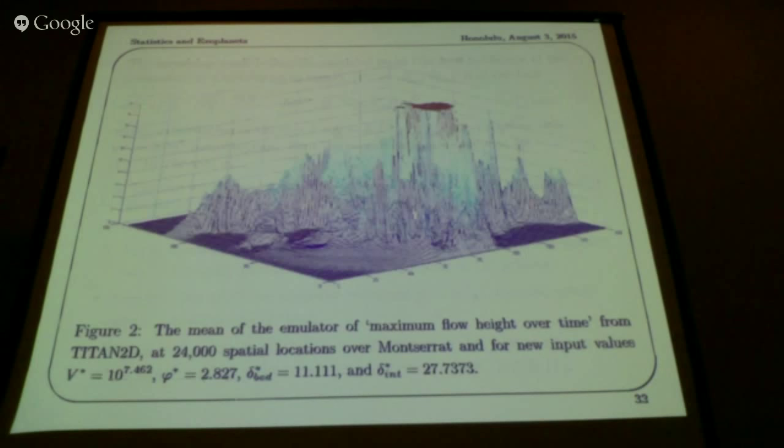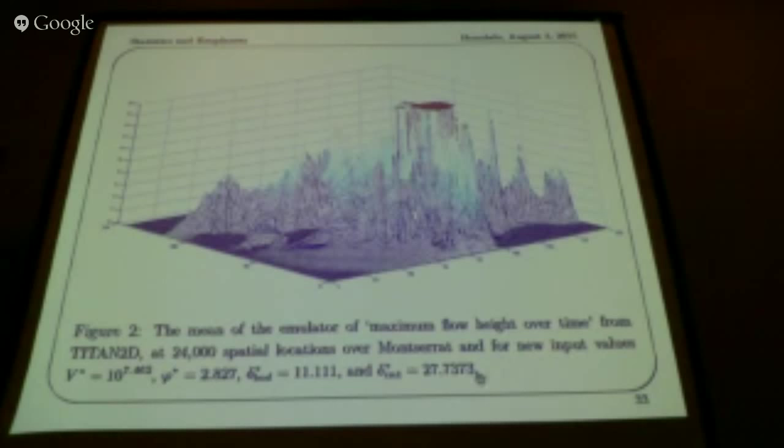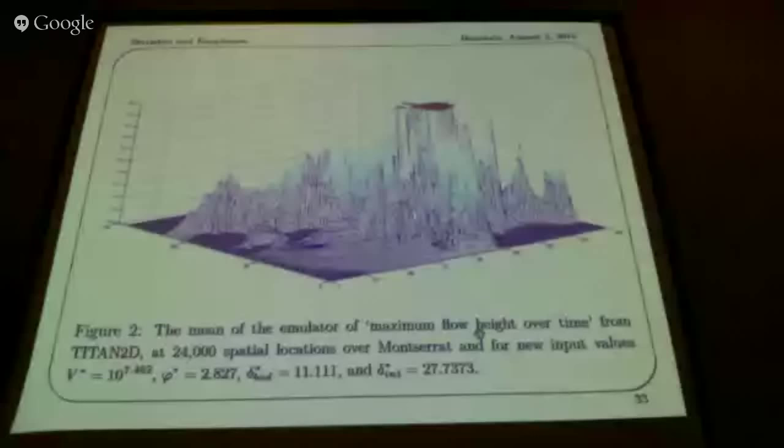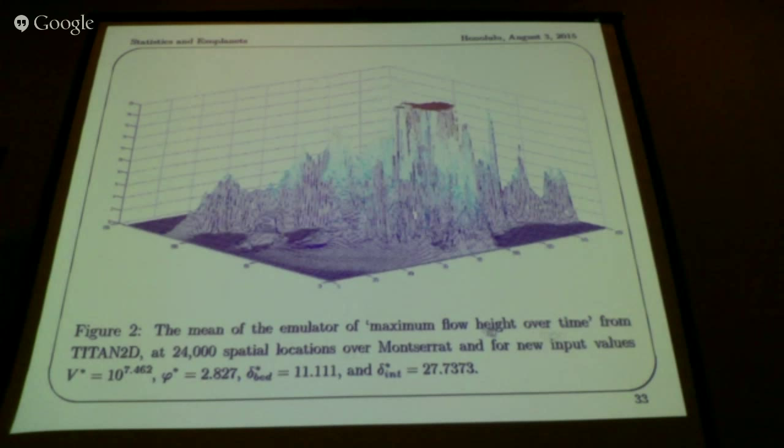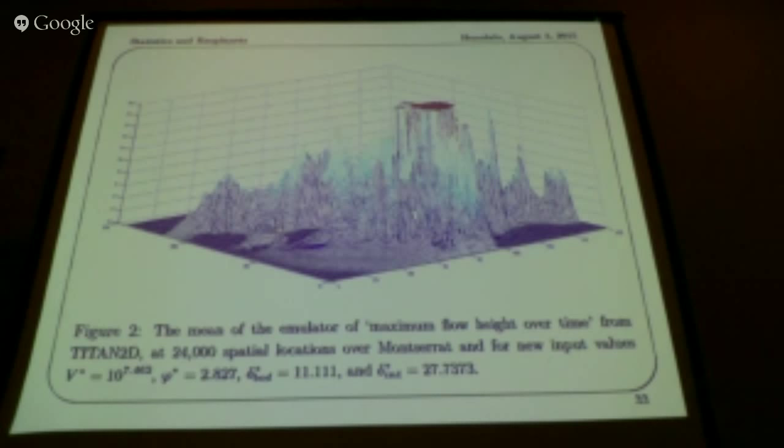Just an example here, we picked some new input values, and then here is the mean of the emulator. I couldn't figure out how to do movies in here, so I just picked a different quantity, namely the maximum flow height over time. I could just plot that, because that's something of most interest. If you're at a particular point on the island, and a pyroclastic flow is coming at you, you care about what the maximum of the height is. That's basically going to determine whether you live or die or your building burns or whatever. And so it's a very rough surface. You know, mountains are complicated things. The maximum flow height over the mountain, so we chop it off in the center, is this kind of very rough surface.